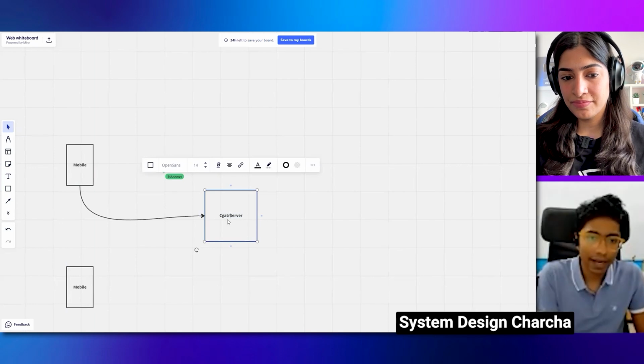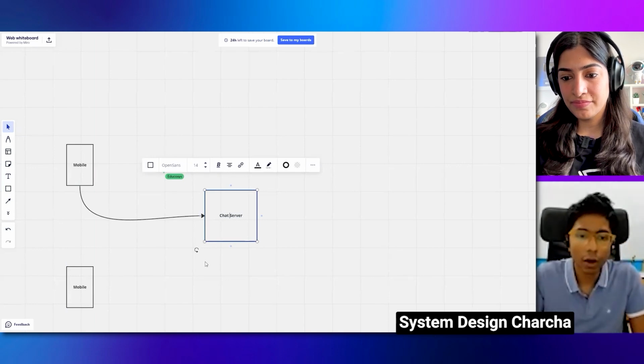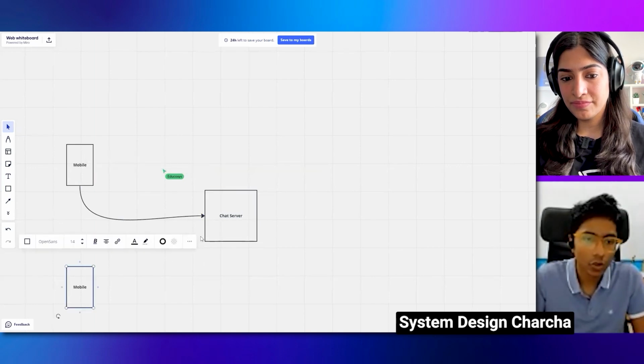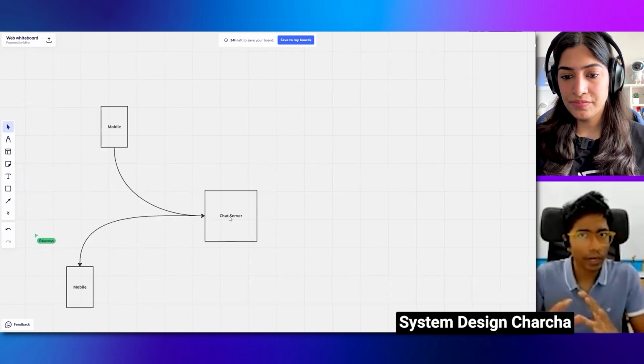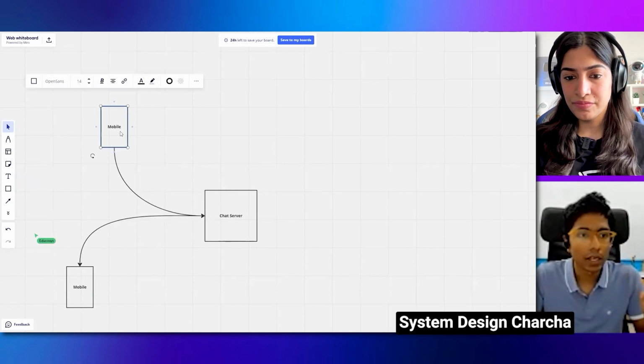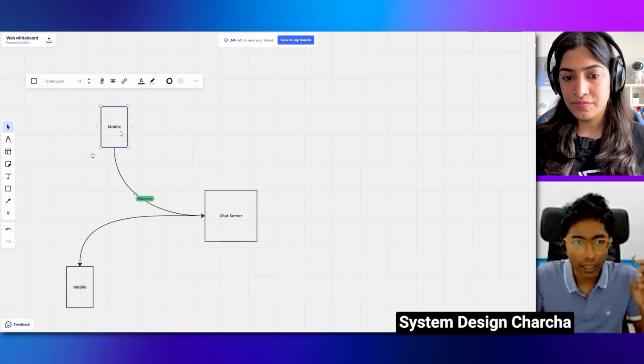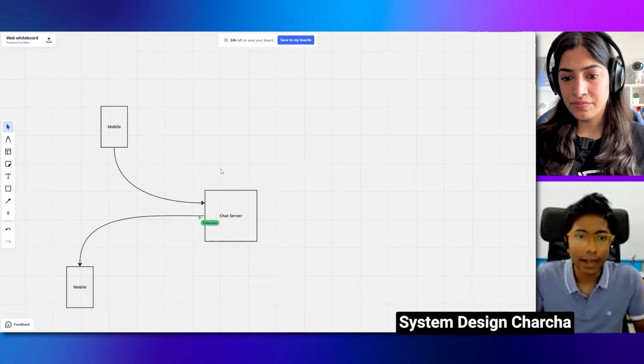This is the backend chat server, which is somehow going to route this message to this mobile device. That is our basic requirement. Now, this itself means quite a few things. One of the things is there needs to be a way for Keerti's cell phone to find this server.